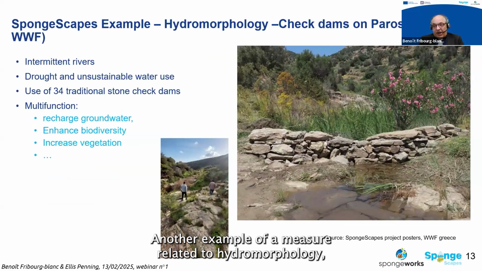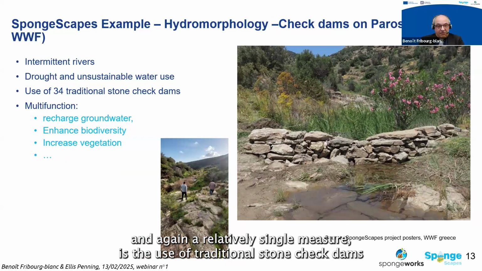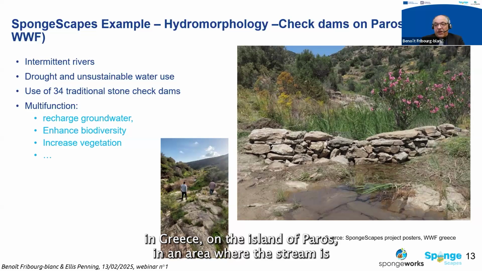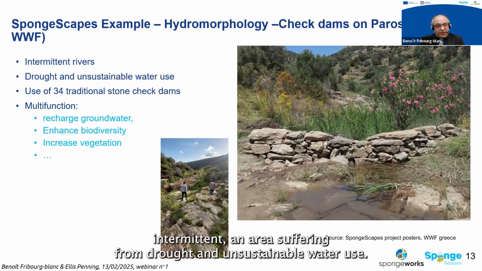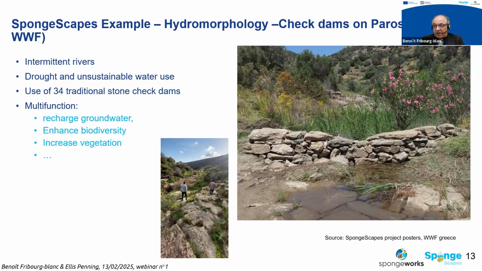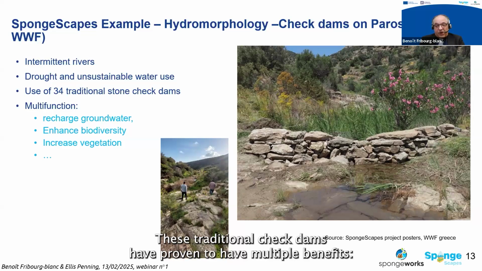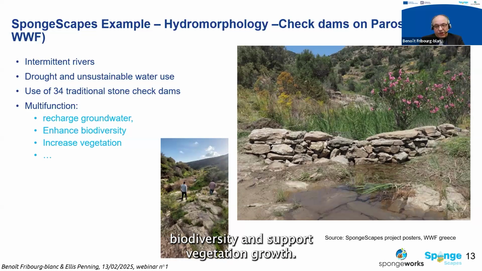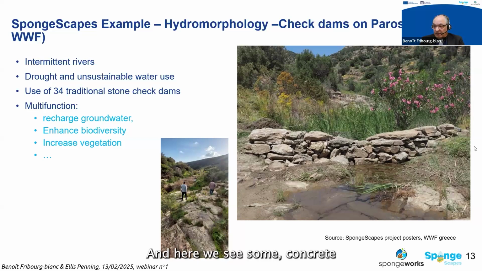Another example on hydromorphology aspect, again, a relatively single measure, that's the use of traditional stone check dams in an area where there are intermittent rivers and drought and unsustainable water use. These traditional check dams prove to have multifunction and recharge groundwater, enhance biodiversity, increase vegetation. And here we see some concrete examples of what it can be.